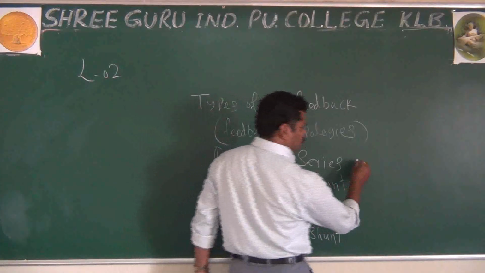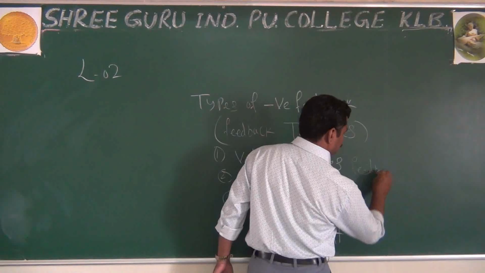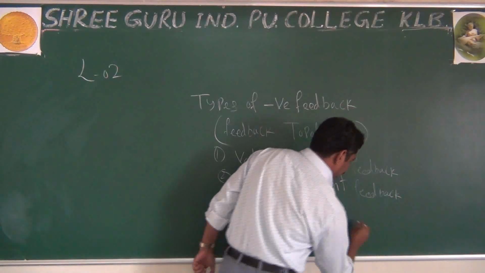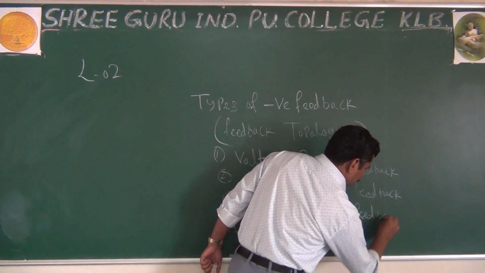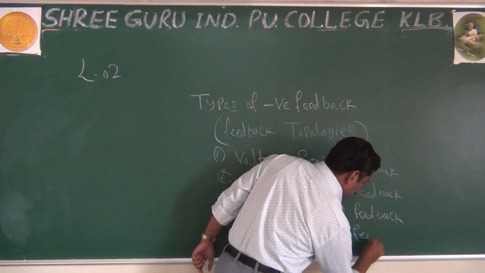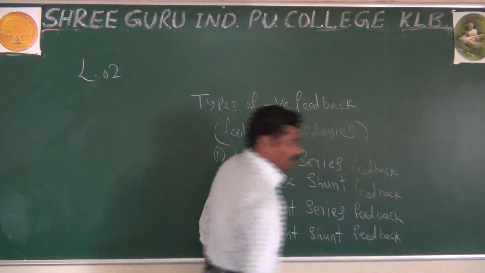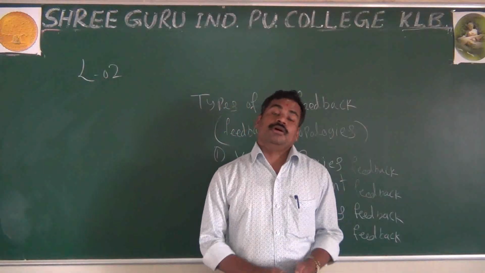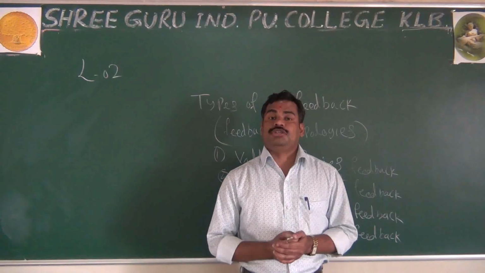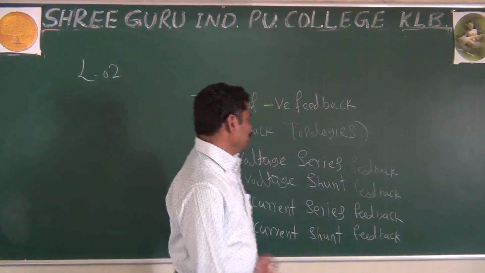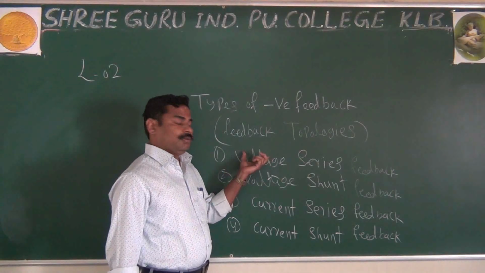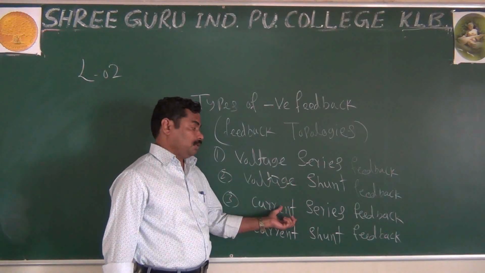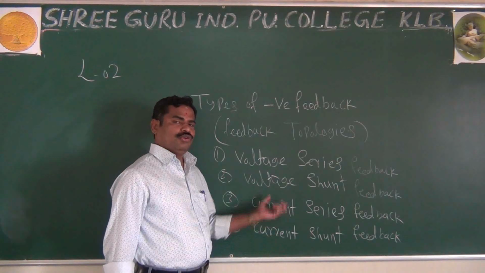Then let us come to the feedback. And here also feedback is common. And finally, we go for one by one. It is also an important question. They will ask in the exam: explain the different types of negative feedback, or explain the different topologies of negative feedback. We'll go one by one. Why it is called voltage series feedback, why it is called voltage shunt feedback, why it is called current series feedback, and why it is called current shunt feedback. We'll go one by one.